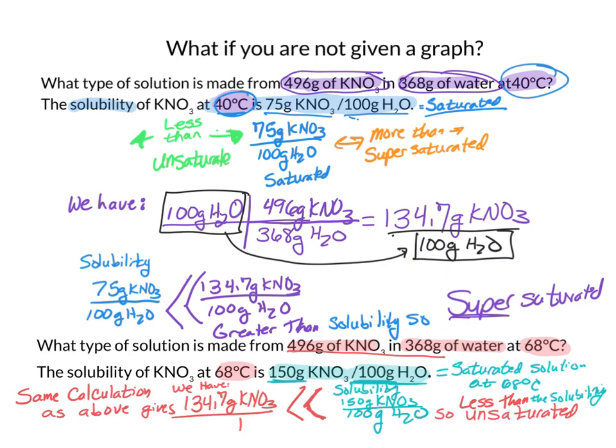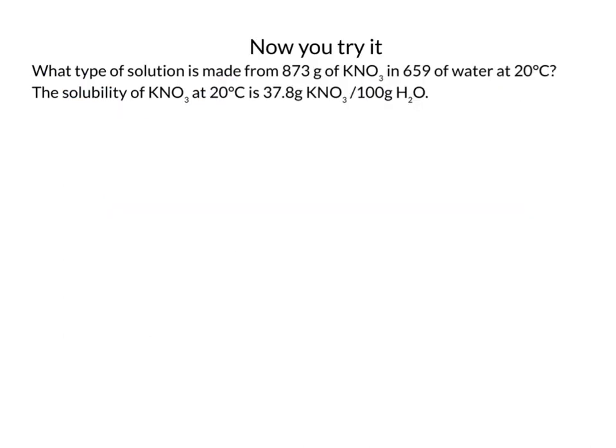And now we're going to have a you try it. So you're going to try this one. I'd like you to pause the video, see how you do, and then start it when you're done. So we're going to start with our known solubility at 20 degrees Celsius, and that is 37.8 grams of KNO3 per 100 grams of water.